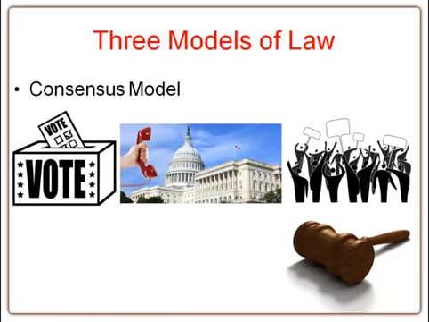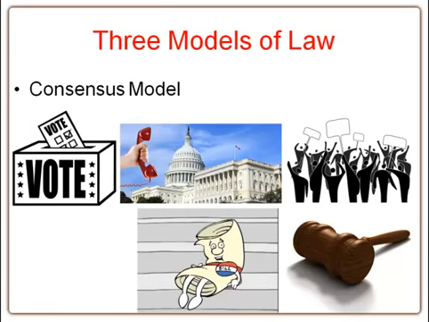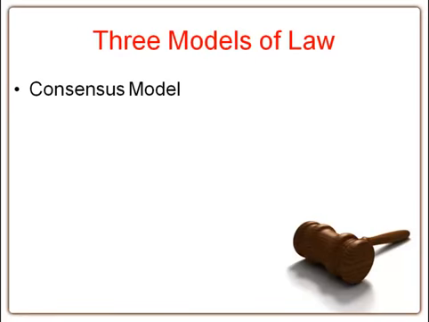Our elected officials act based on the interest of us, the people. Based on what we want, they represent us in our democracy, and they pass bills accordingly. In summary, the consensus model believes that society operates smoothly.